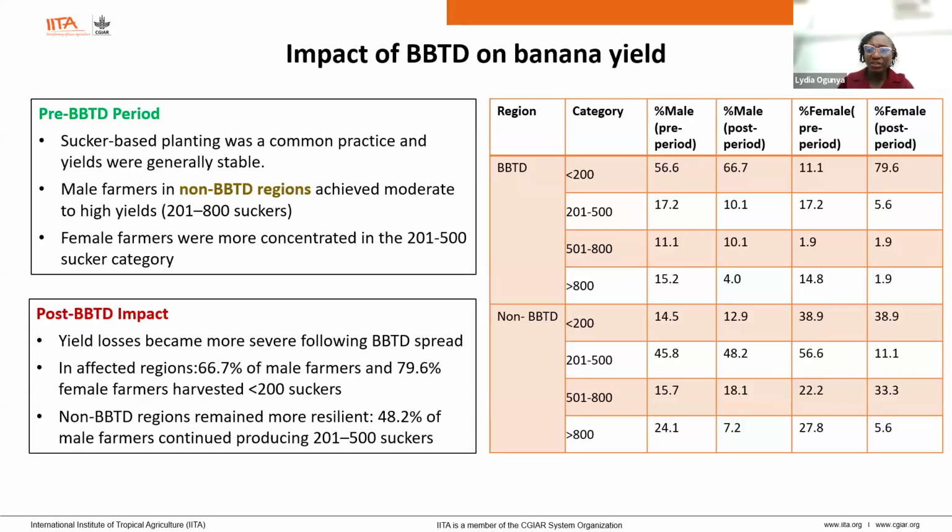But after the invasion of BBTD, we noticed a major decline in terms of their productivity. We had more male farmers who were in the category of 200 to 500 bunches, reducing to less than 200 bunches. That's a cause for concern, that the invasion of BBTD in this region has a major influence, impacting them negatively in terms of their yield. And the distribution goes on. There's been a shortfall across each of the categories. We had over 15.2% in the greater than 800 bunches category reducing to 4%. So there's a huge decline in terms of their productivity after the emergence of BBTD in the region.